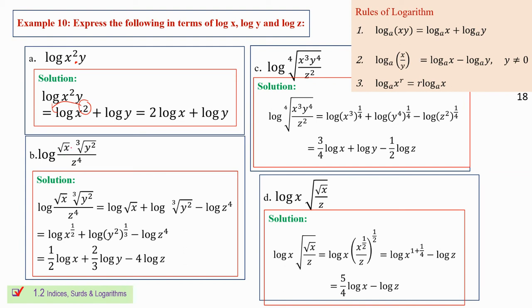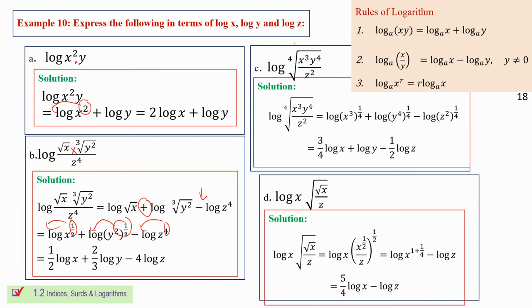And then for number 2, this is multiplication, so it will change to plus. This is division, so it is going to change to minus. Don't forget every term deserves a log. And now I change my square root to power of half. This root 3 becomes 1 over 3. And this one has nothing, so I copy it back. And this half I bring in front, 2 over 3 I bring in front, and 4 I bring in front.